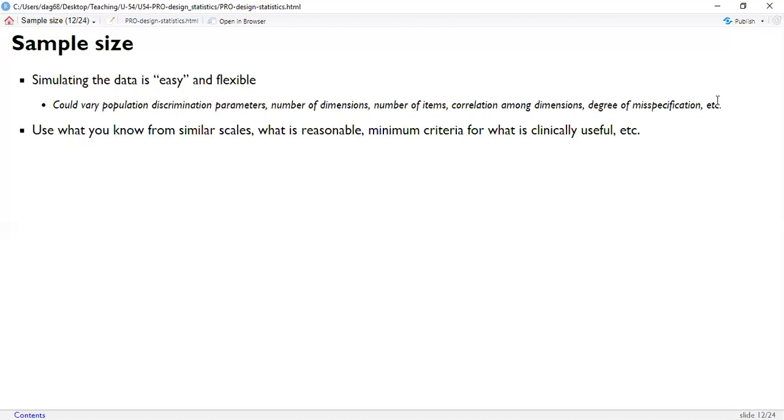Or if you want to inspect the consequence of misspecifying your model. So maybe the true population model has 2 factors, but can you capture most of the information with 1 factor, and what's the consequence of that? So you can do a lot with just simulating data. And you want to use what you know from similar scales, your clinical judgment of yourself or your collaborators, to decide what's reasonable assumptions to make, what are some different parameters, what are some different things we can vary, to see what happens and make decisions from there.